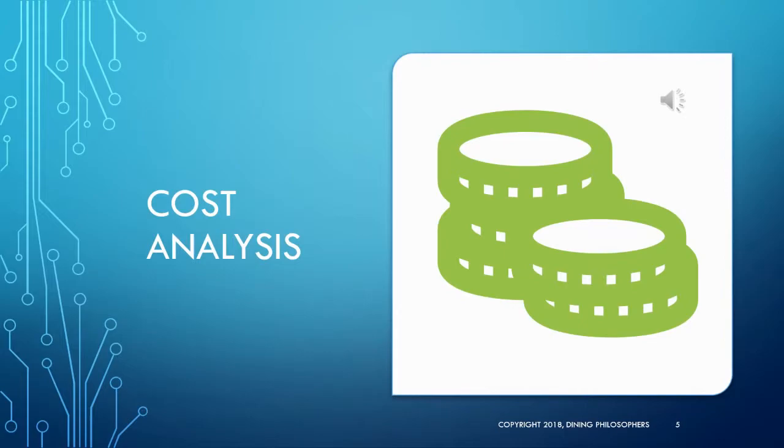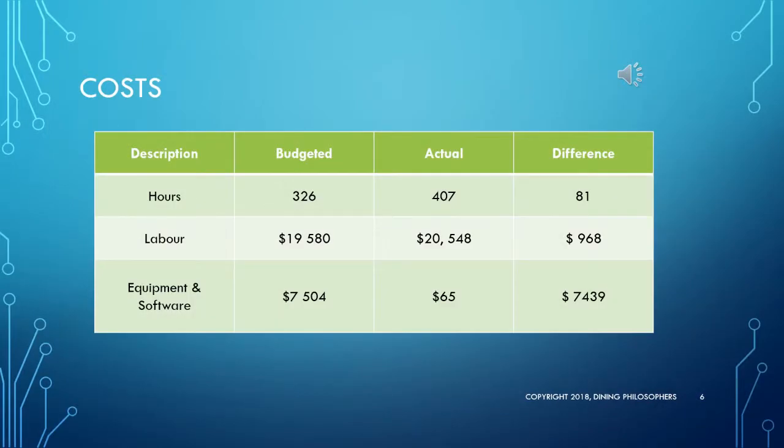Thank you, Matthew, for presenting those items. We're going to have a look at cost analysis. As Matthew mentioned, we were able to bring it under budget, but this was only because we were able to get rid of a lot of the hardware items and costs associated with equipment by bringing in equipment that we already had from other projects. However, we did go over with our labour and with our projected hours, which we'll have a look at in a moment.